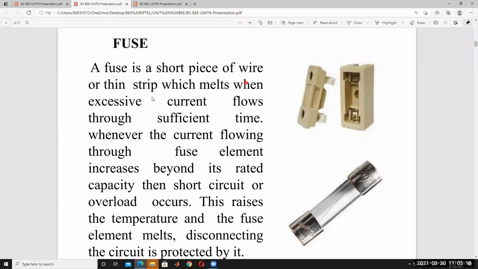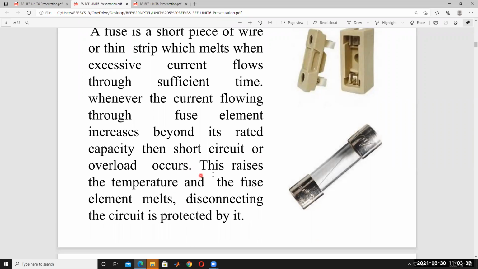A fuse is a short piece of wire or a thin strip which melts when excessive current flows through it for sufficient time. Whenever the current flowing through the fuse element increases beyond its rated capacity, a short circuit or overload occurs. Beyond rated capacity is nothing but overload current or short circuit current. Understand? This raises the temperature, the fuse element melts, disconnecting the circuit, and the circuit is protected. Whenever the current exceeds, the fuse element melts and acts as an open circuit.